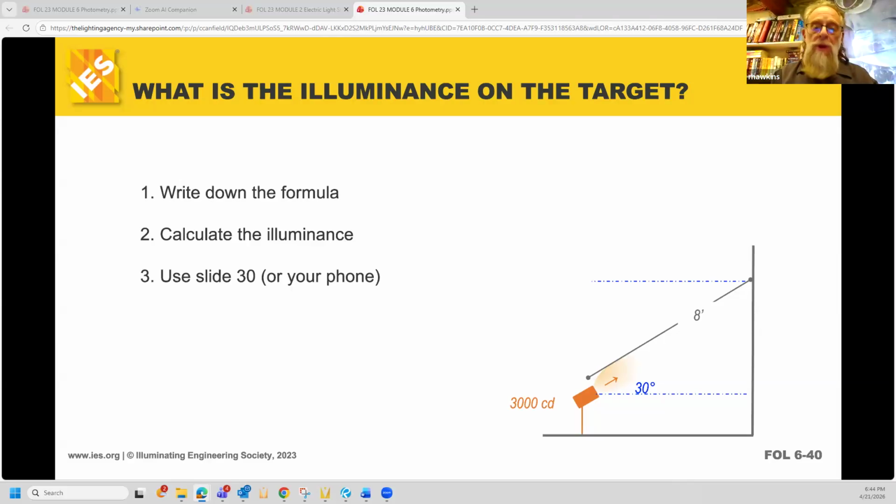Oops, wait, hold on. Let me do that again. Sideways. 30 cosine is 0.86. Makes sense because 45 is 0.707, right? So that's your cosine value times your intensity, 3,000 candela.